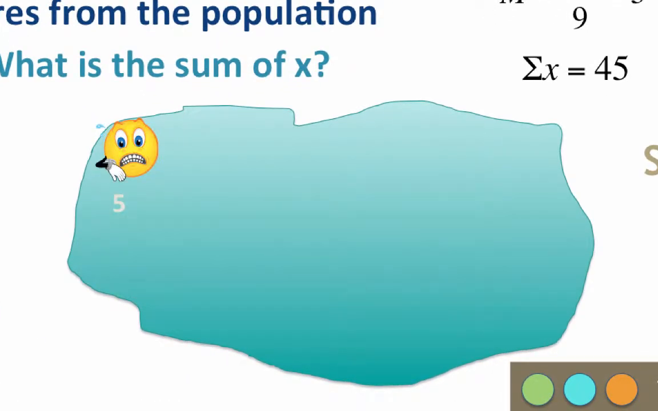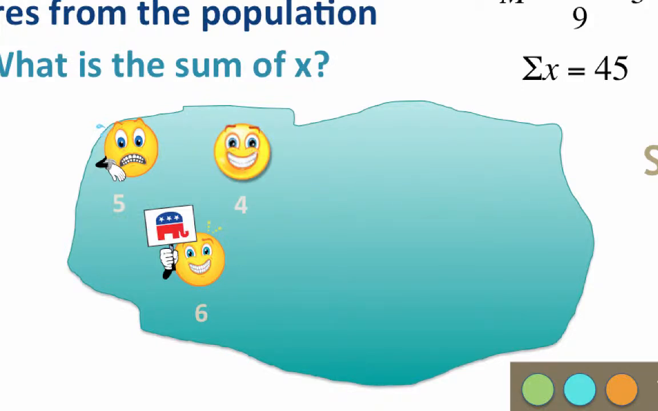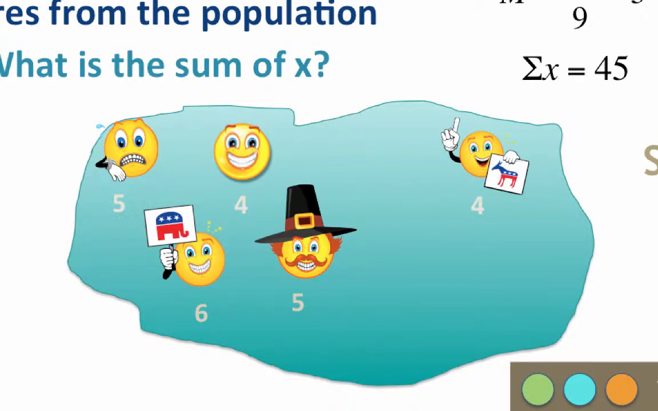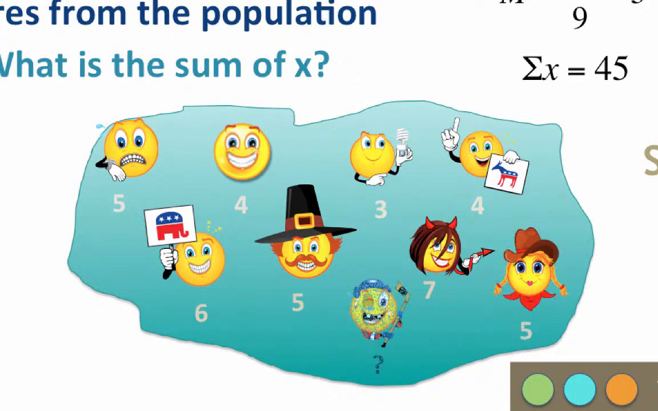The first person got a 5. That leaves us with 40. The second person got a 6. That leaves us with 34. The third person got a 4. That leaves us with 30. Next is 5. That leaves us with 25. Next is 4. Leaves us with 21. Ooh, the next one's a 7. That brings us down to 14. Next is 3. That leaves us with 11. And the next to last person got a 5.